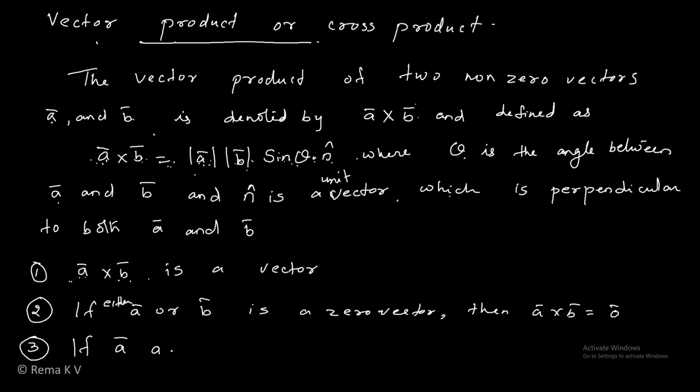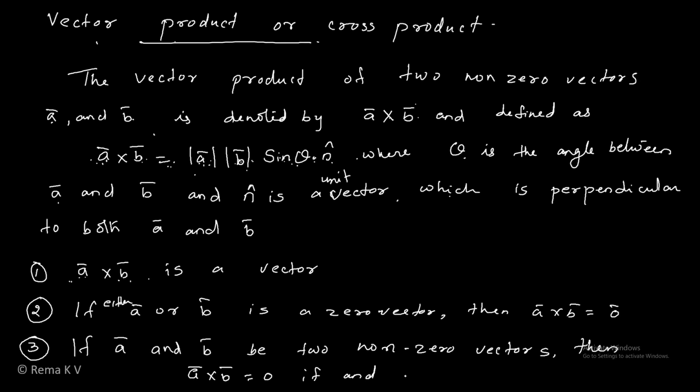If A and B are two non-zero vectors, then A cross B is equal to 0 if and only if. Can I complete this statement?